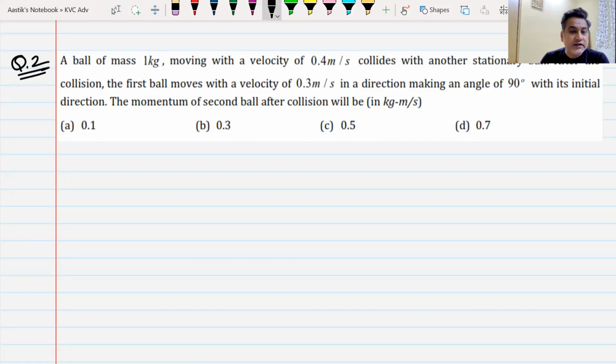A ball of mass 1 kg moving with a velocity of 0.4 meter per second collides with another stationary ball. After the collision, the first ball moves with a velocity of 0.3 meter per second in a direction making an angle of 90 degrees with its initial direction. What is the momentum of the second ball after collision? Remember, its mass is not given. They are not asking its velocity. They are only asking its momentum. I hope you can do this.